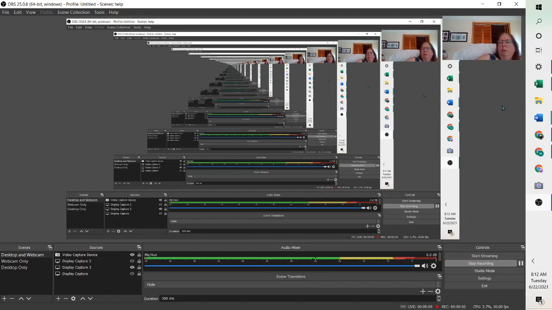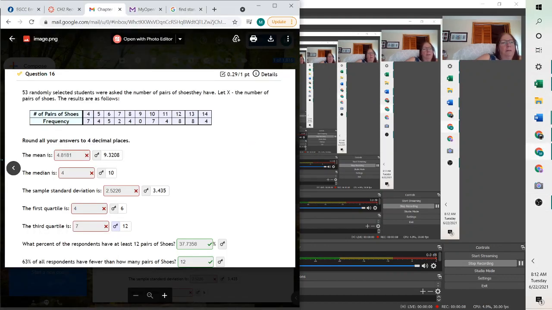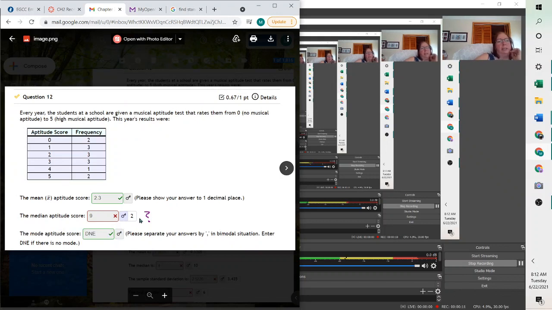Hello, I'd like to go over a couple problems that students had questions on. First one is this one, the median. When you're doing the median, you want to find the middle value.